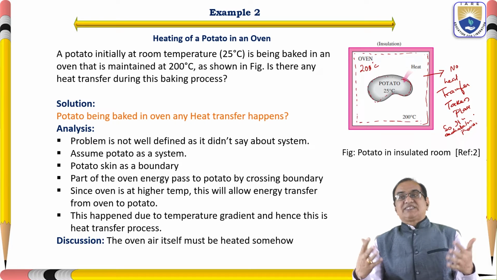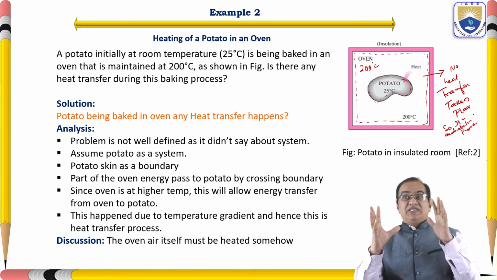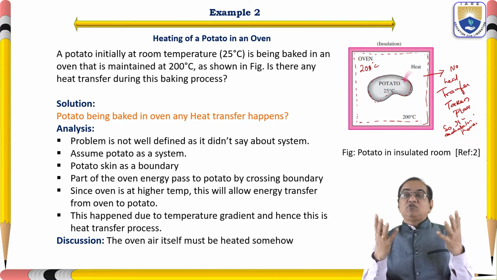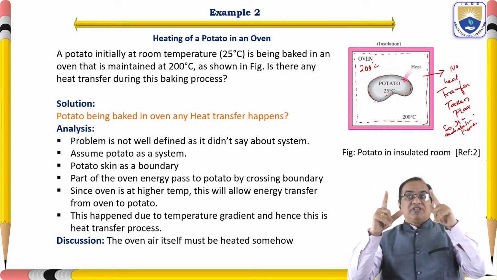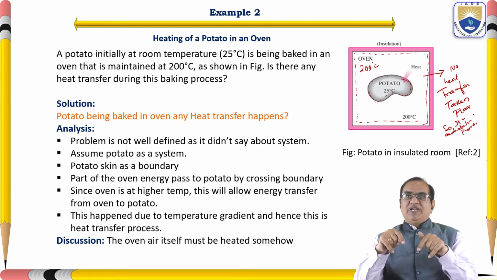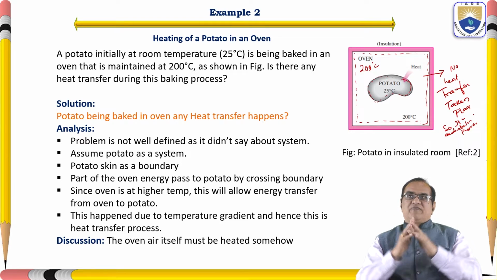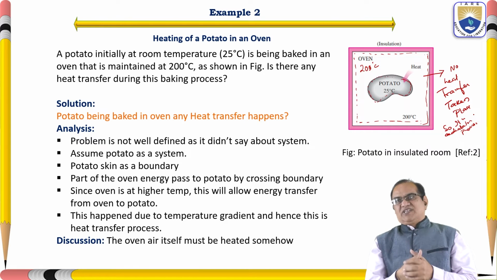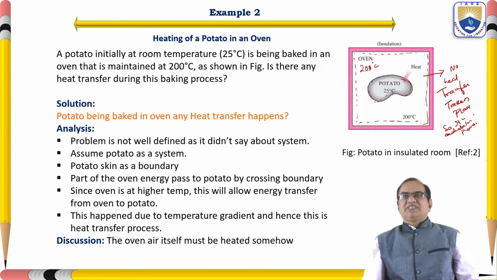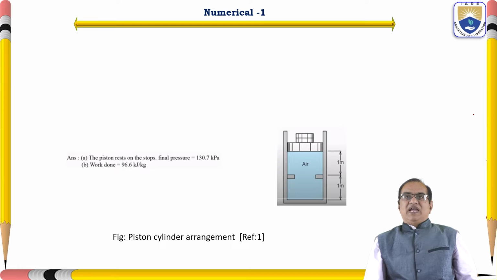So this is the second example which I have given here, and I hope you have understood how heat is transferred. The system matters, which you choose as a system. So the system boundary should be chosen carefully. In this case, if it is the oven, heat will not move because the oven is insulated. So no heat transfer. This is the second example, and I will go to the next example, which is a numerical problem.